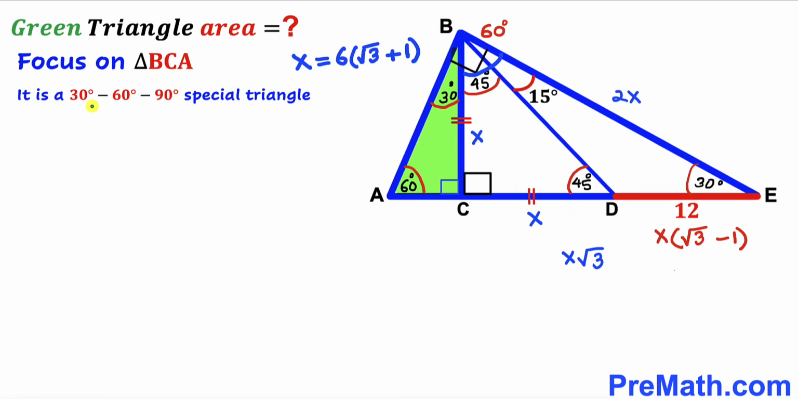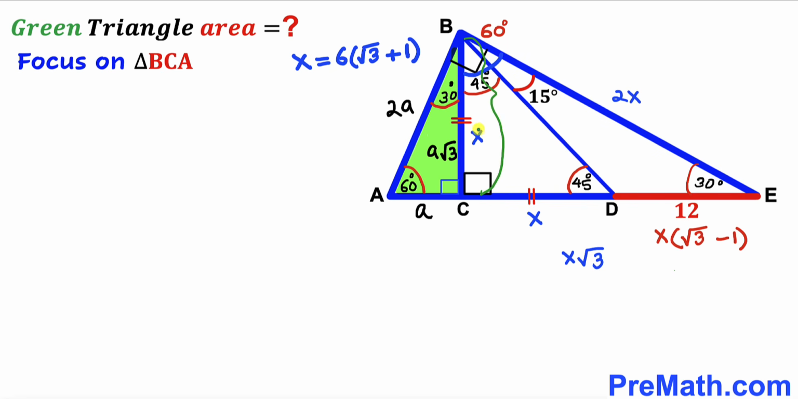And we can see this is our 30, 60, 90 special triangle as well. So therefore we can see in this green shaded triangle, this side is going to be our smallest leg, whereas this side is going to be our longest leg. If I label this leg as lowercase a, then the longest leg is going to be 2 times a, and this third leg has got to be a times the square root of 3. And we can also see that this leg is x as well.